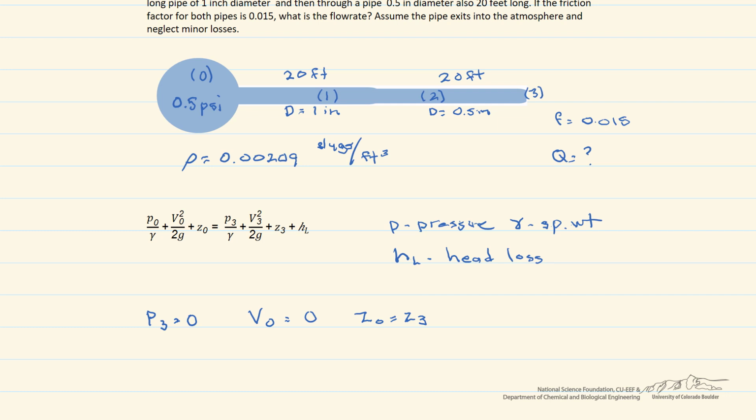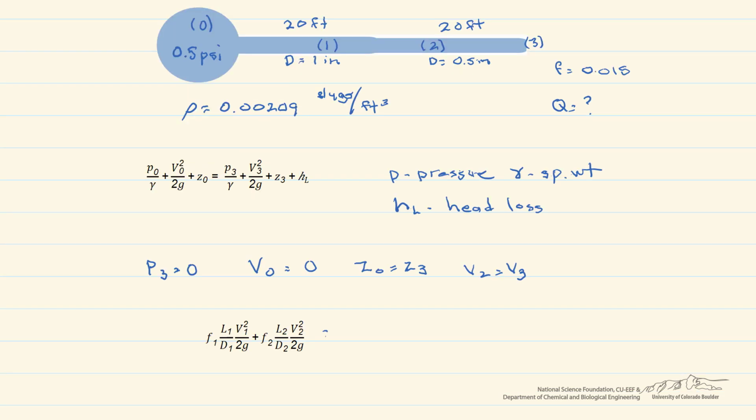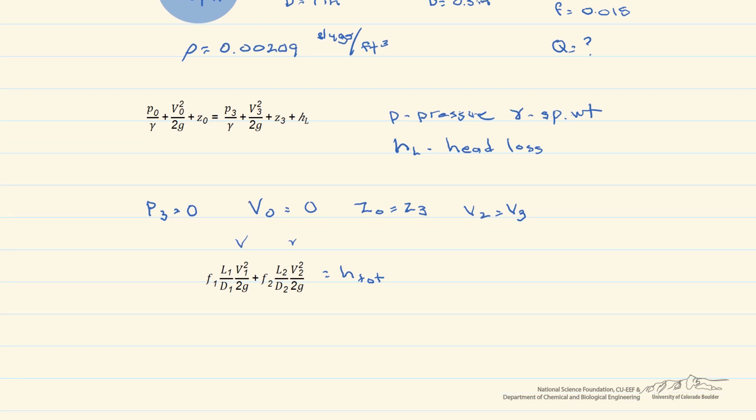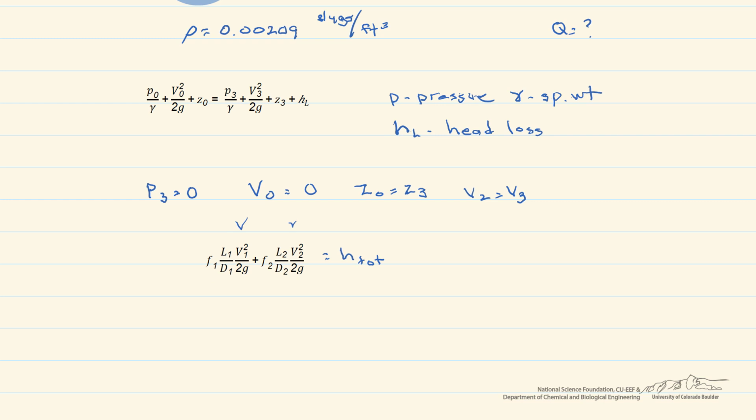So we know that V2 is equal to V3, and we also know that the total head loss is equal to the sum of the head loss in the two pipes. So that head loss is equal to as follows. So this is equal to our total head loss, the head loss in pipe 1 and the head loss in pipe 2. So because of continuity, we can write V1 in terms of V2.